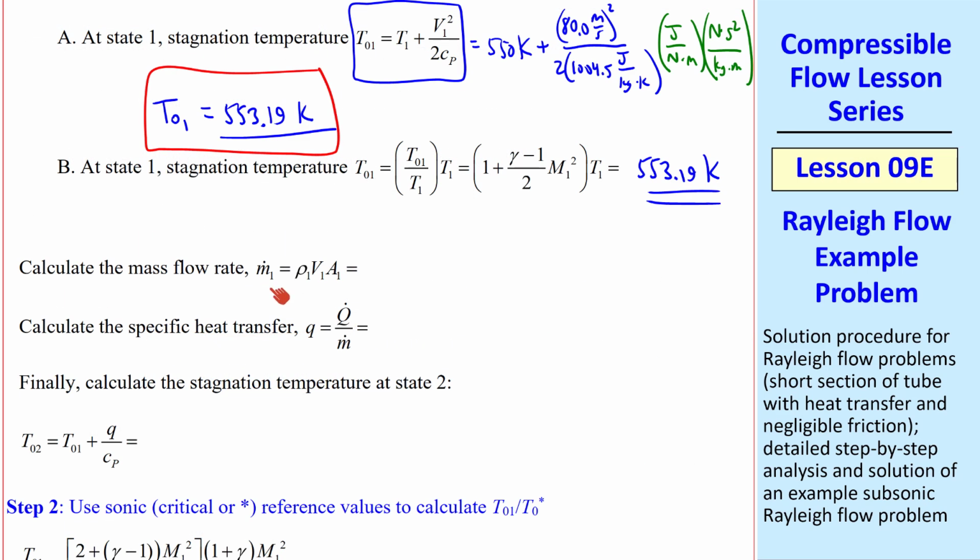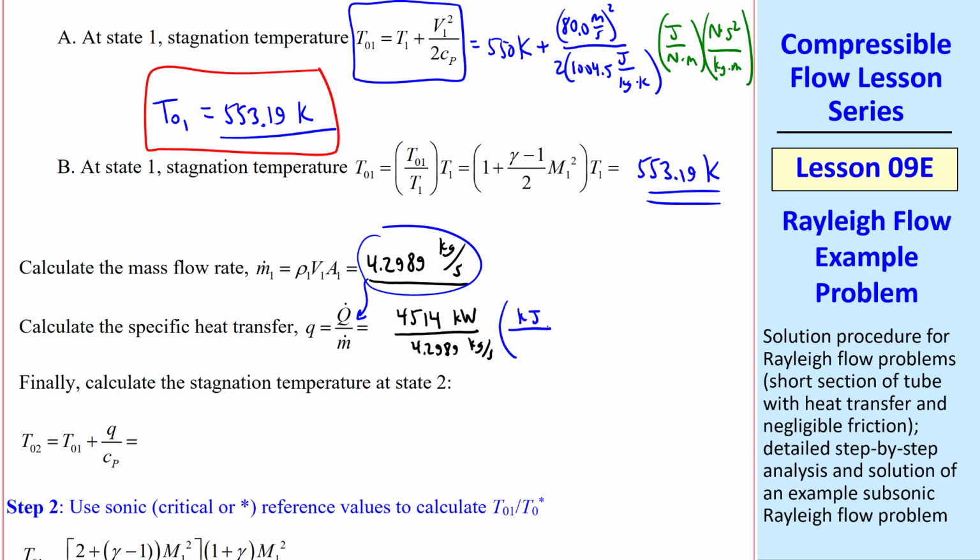The mass flow rate can be obtained from ρ1 V1 A1. I get 4.2989 kilograms per second, and I'll keep about 5 digits typically to avoid round-off error. But I also did all this in software, of course. We plug this into our equation for little q using the given q dot and noting that a kilojoule is a kilowatt second. So we get 1050.0 kilojoule per kilogram as our specific heat transfer.